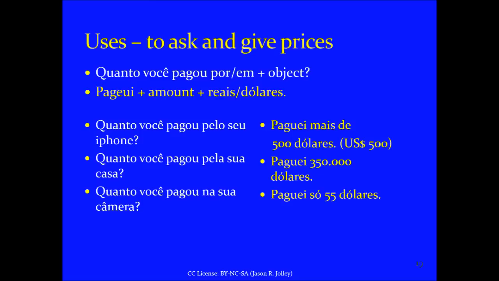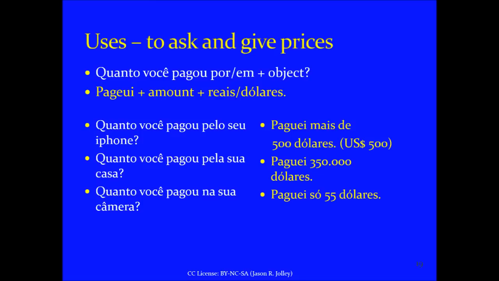Quanto você pagou pelo seu iPhone? Pelo is a contraction of por and the article o, right? Quanto você pagou pelo seu iPhone? Paguei mais de $500. Quanto você pagou pela sua casa? How much did you pay for your house? Paguei $350.000. Quanto você pagou na sua câmera?